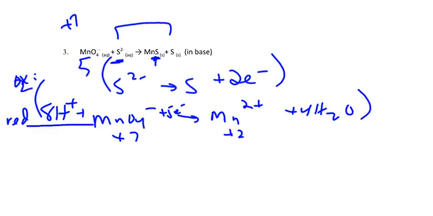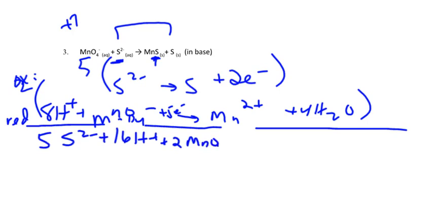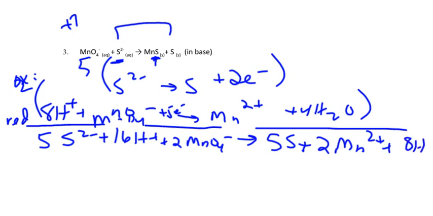Okay, so if I put us all together, let me erase this so I have a little more room. So I have 5 S2 minus plus 16 H plus 2 MnO4 minus. I'm going to leave out my 10 electrons, yields 5S plus 2 Mn2 plus 8 waters. Okay, so how did that go for you? Hopefully it went pretty well.